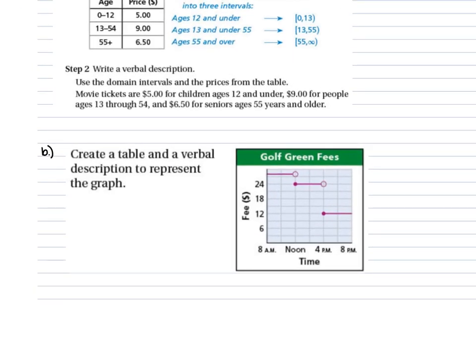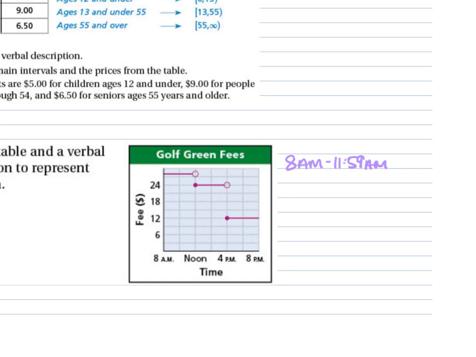For B, we have a graph that deals with golf green fees, the fee amount, and the time. So if we look here from 8 a.m. to about noon, you see that open circle on noon. So it would be from 8 a.m. to 11:59 a.m. It's a little bit above. This is going every 3. So 3, 6, 9, 12, 15, 18, 21, 24. The next is 27. It's just above the 27.